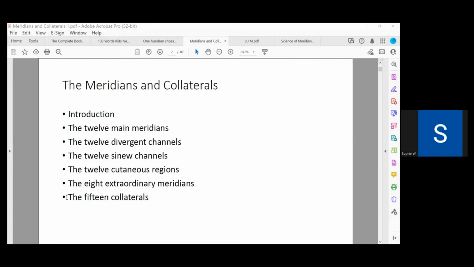That is the whole system of our meridians and collaterals. We'll talk about the 12 main meridians, 12 divergent channels, 12 sinew channels, 12 cutaneous regions. Then we'll talk about the 8 extraordinary meridians, and the 15 collaterals.